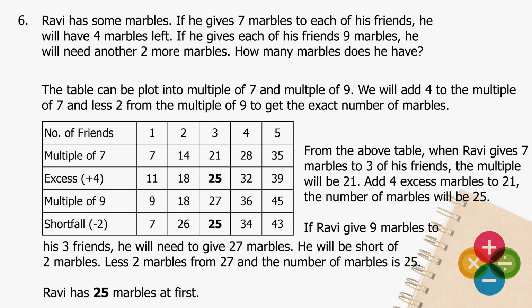The table can be plotted into multiples of 7 and multiples of 9. We will add 4 to the multiple of 7 and less 2 from the multiple of 9 to get the exact number of marbles.